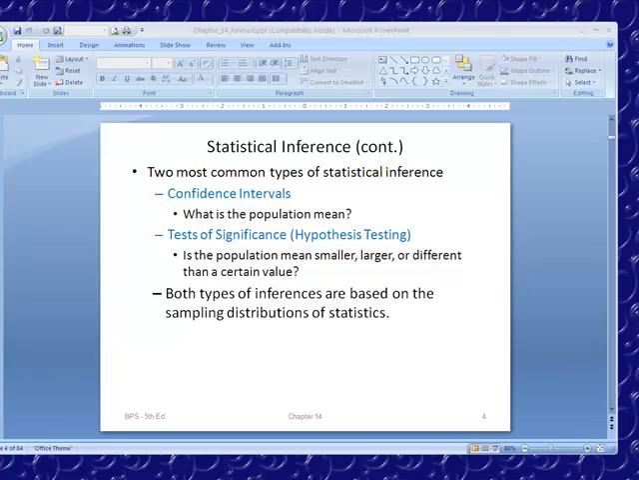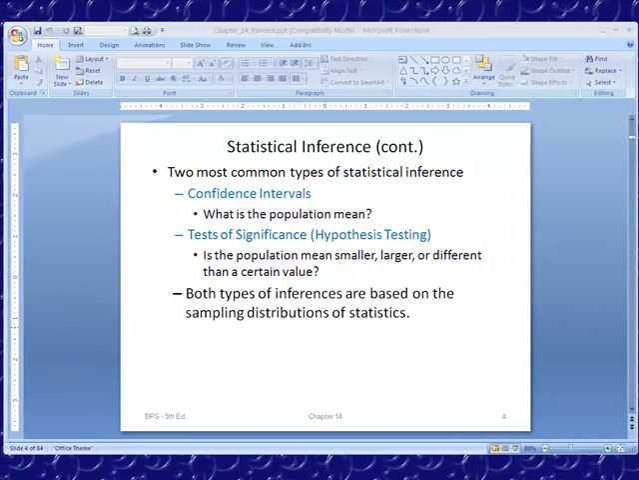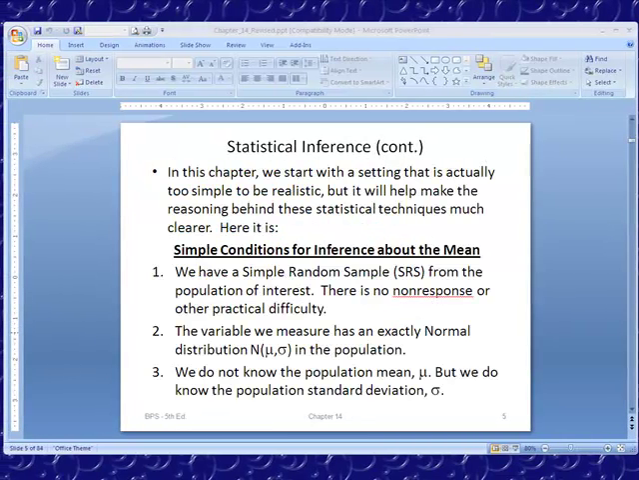Now, confidence intervals and hypothesis testing, or tests of significance, are two of the most common types of statistical inference. Both are based on the sampling distribution of the sample mean. So we have to have a good grasp of Chapter 11 when we start in on Chapter 14. Now, in this chapter, we're going to start with a very simplistic setting.